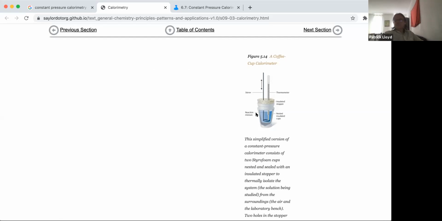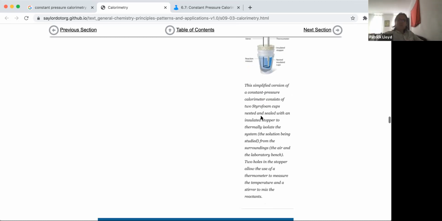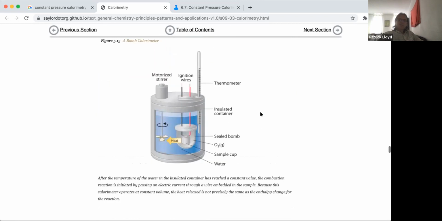And what we said in our discussion of enthalpy yesterday is that, you may not have watched that video yet, but the enthalpy requires that the pressure be constant. So this device is better used for figuring out enthalpy. This device over here is better used for determining the internal energy change. Okay, so there you go.